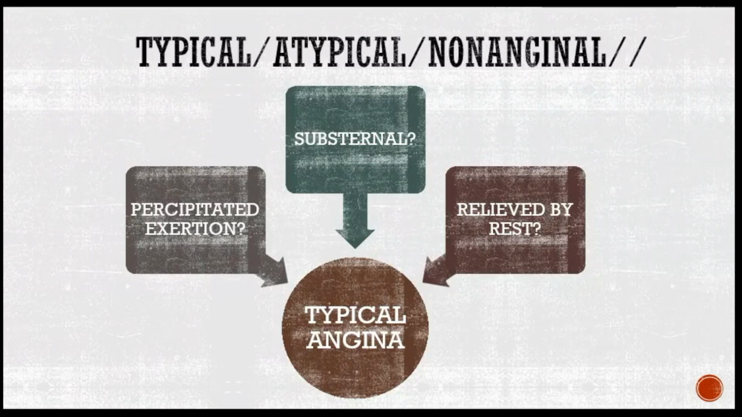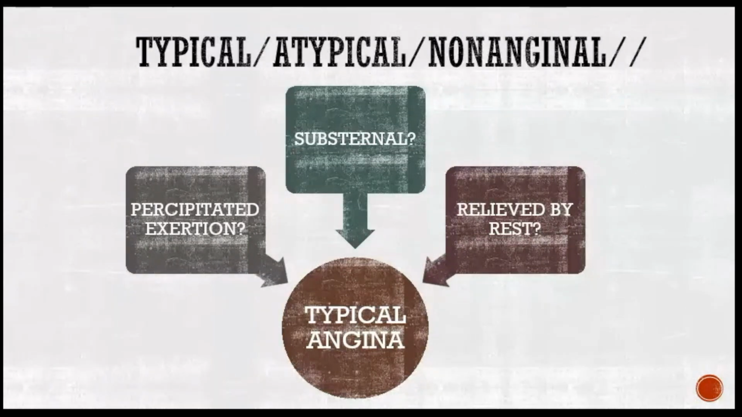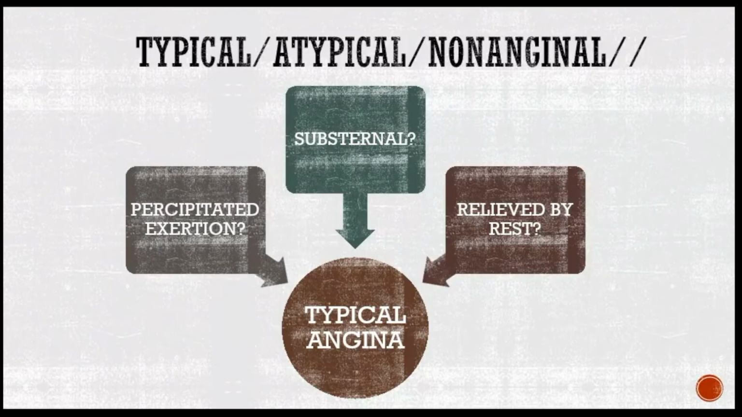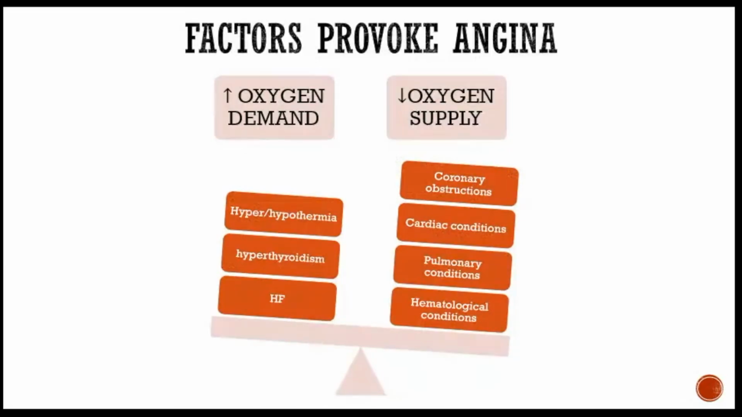Now, if it is relieved by rest, that is another thing. If it is not relieved by rest and the patient has pain precipitated by exertion, that means it's atypical. But if it is relieved by rest, that means it's a typical angina. Now, what are the factors that provoke angina? We know that the two main things that worsen angina are an increase in oxygen demand and a decrease in oxygen supply.